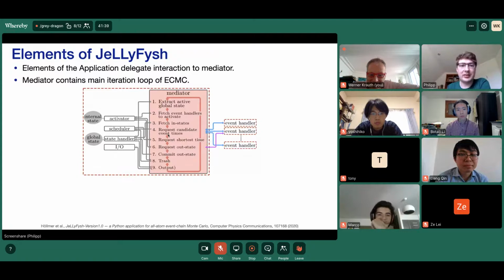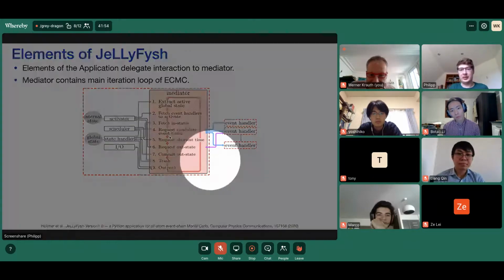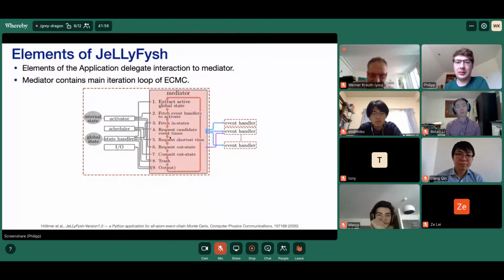But this design pattern, if you take it seriously, the mediator then only contains the interactions between your different elements. But in our case, it also contains the main iteration loop of ECMC. So what do I mean with this? This is shown in the sketch here in the red box. Our mediator in the first step always extracts the active global state. This means we just check which particle is active right now.